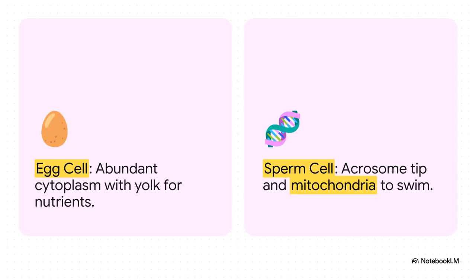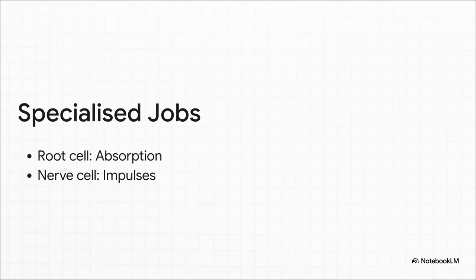We see an equally stark contrast in reproductive cells. The female egg cell is massive. It features abundant cytoplasm with a nutrient-rich yolk to provide a stationary energy base for a developing embryo. In complete contrast, the male sperm cell is built entirely for delivery. It has a nucleus head tipped with an acrosome, a specialized tip that secretes enzymes to literally digest the egg's outer membrane. And to get there, its midpiece is packed tightly with energy-releasing mitochondria to power its tail, to actively swim.